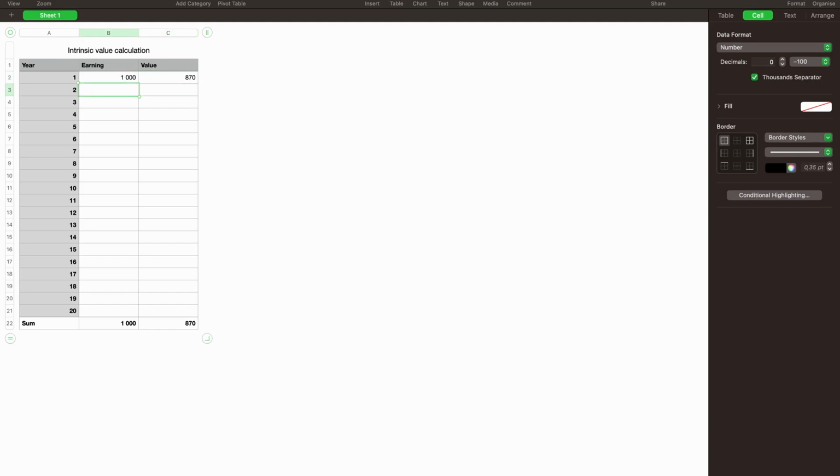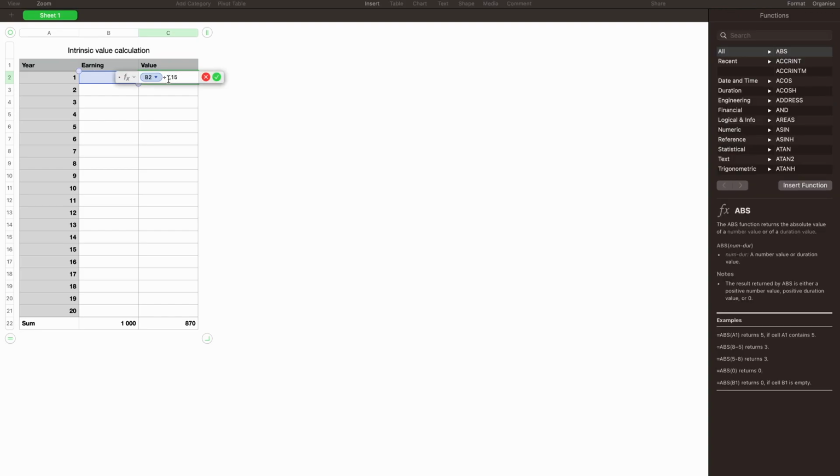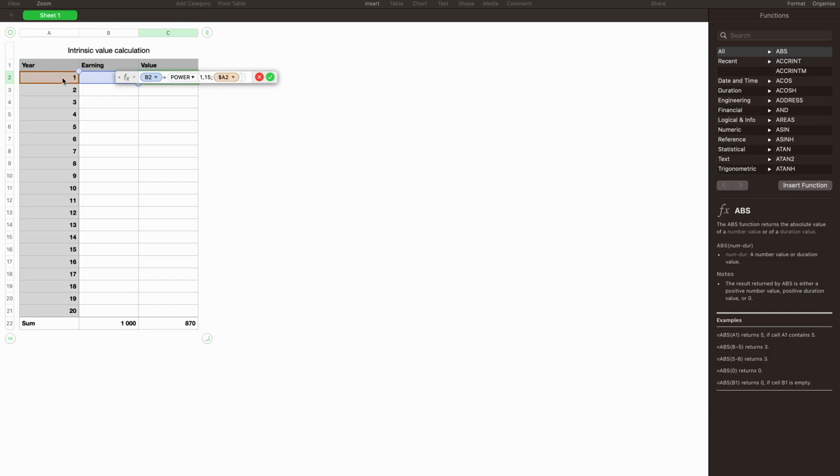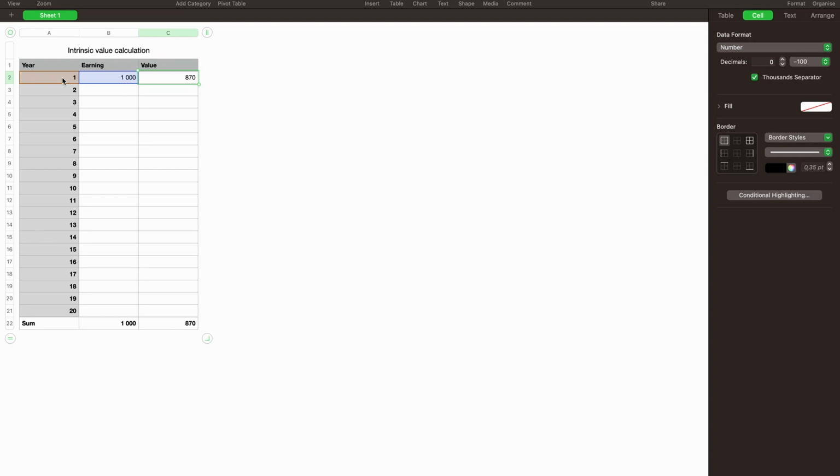But what happens in the second year? Then this calculation shouldn't work because it's 2 years from now. So let's change our calculation a little bit and add a power. Our base calculation is going to be the same, but we want the number to be to the power of the number of years that have passed. The first year is the same.